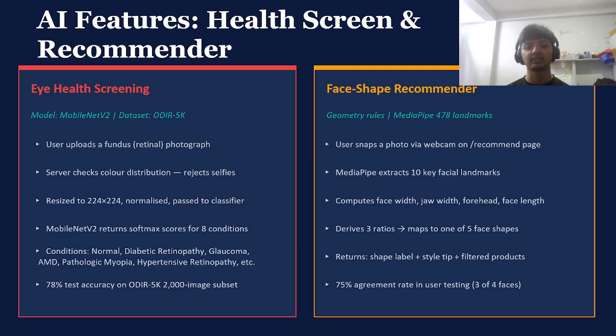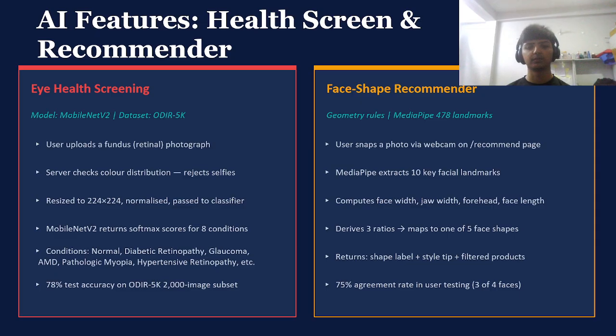The images that pass the check are resized to 224 by 224 pixels, normalized to floating point values in the 0 to 1 range, and passed through the MobileNetV2 classifier. The classifier was trained on a 2,000-image subset of ODIR-5K, with class weights applied to address the dataset's significant class imbalance. Diabetic retinopathy and myopia together account for over half of the dataset.